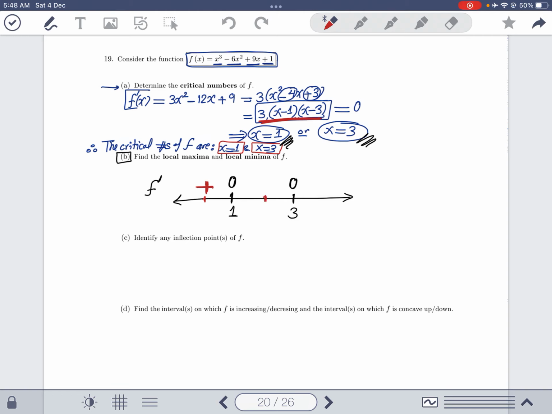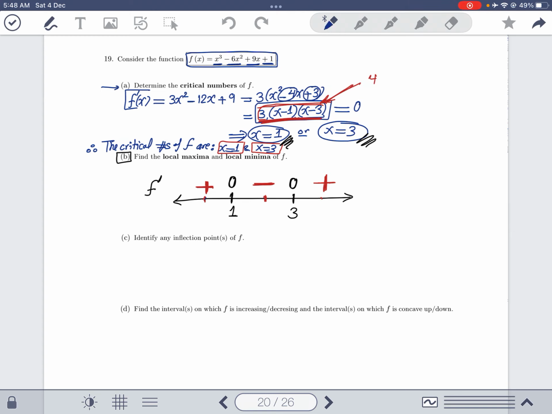If you take a number between 1 and 3, like 2, and replace it here in this formula, you'll get 2 minus 1 positive, then 2 minus 3 negative. So positive times negative is negative. So the derivative is negative here. And if you take something bigger than 3, like 4, and replace the 4 in this formula, it will be positive times positive, so positive. You can do the replacement on your calculator if you want.